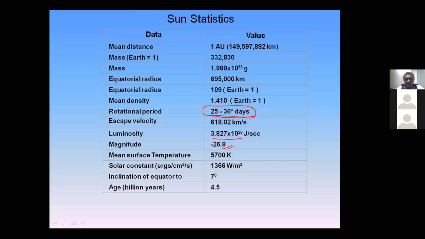Solar constant is the energy we receive at the Earth's distance. That is the solar constant. So it is almost constant. That's why we call it a constant. 1,360 watts per meter square.